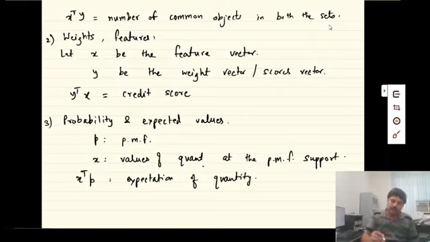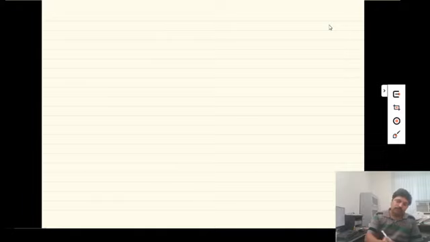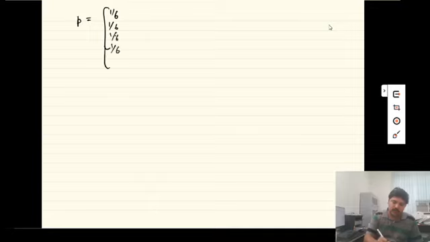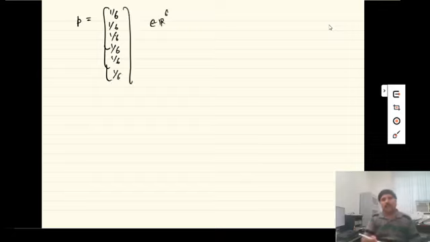So let's take one example. Through that example it will be clear. Let P be the PMF. So let P be 1 by 6, 1 by 6, 1 by 6, 1 by 6, 1 by 6, 1 by 6, for the outcomes 1, 2, 3, 4, 5 and 6. So this is a vector in R^6. So what is the random experiment?